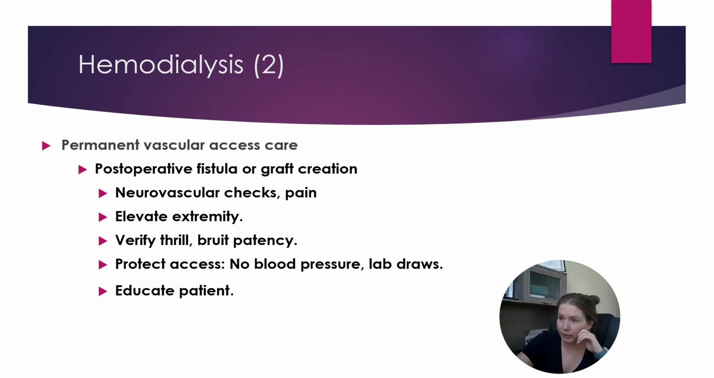Next, the permanent vascular access care. Post-operatively on these, we want to do neurovascular checks, checking for pain. We want to elevate that extremity, verify thrill and bruit patency. Of course, protect the area. We usually have a sign above their bed or on the foot of their bed to protect the access, and we want to also educate the patient on why we are protecting that access.